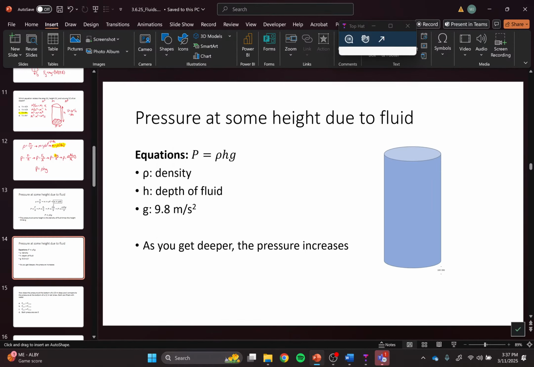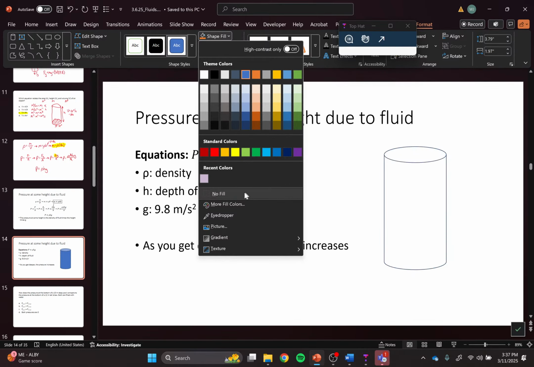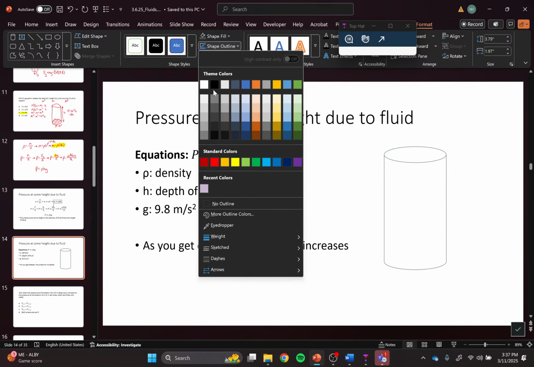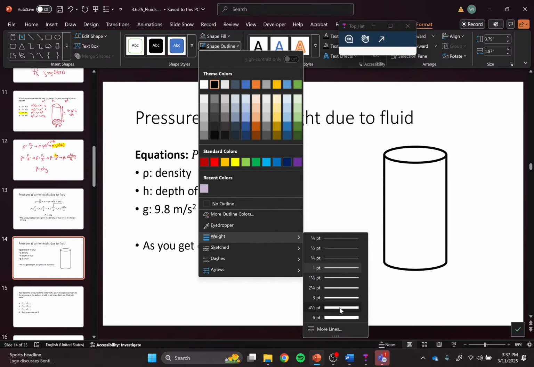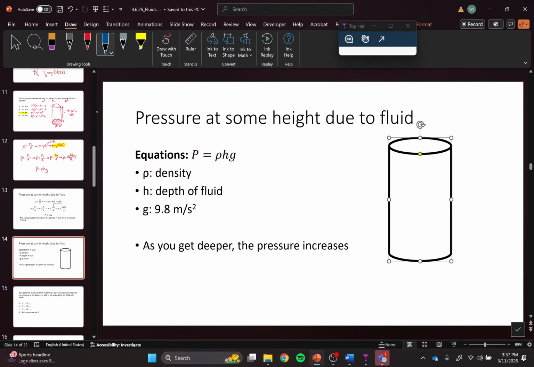So if you have some container of water, whatever, there it is. And it's filled with some water. Let's just say it's filled up to here. Yay, it's filled with water. If you want to find the pressure at this point, all you do is you measure this H, you plug it into the equation, and that gives you the pressure at that point.